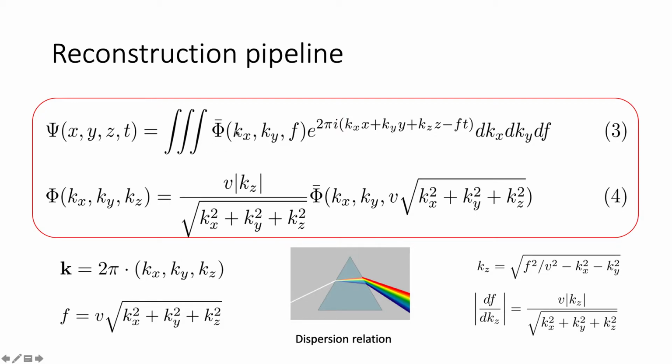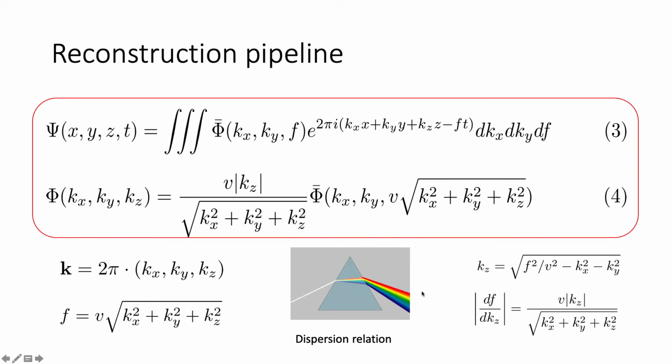And I get a spectrum phi bar, which is realized by equation 3. Notice that when V equals 0, equation 3 becomes a three-dimensional FT. Here, k is a wave vector, indicating the direction of the propagation of the individual plane waves. And the wave vector k and the frequency f are related by the dispersion relation, which is shown in the middle figure.